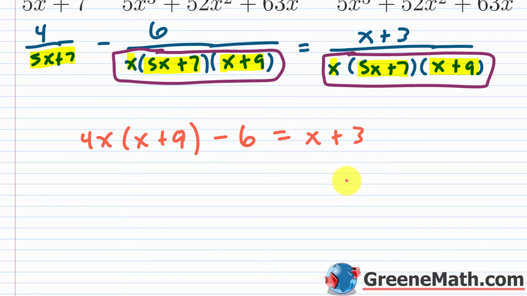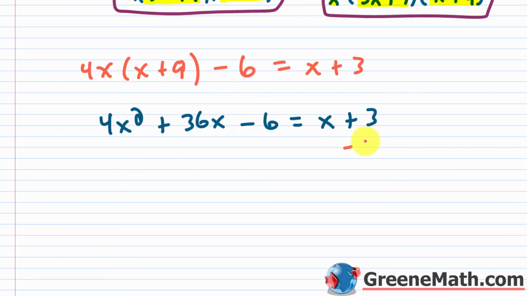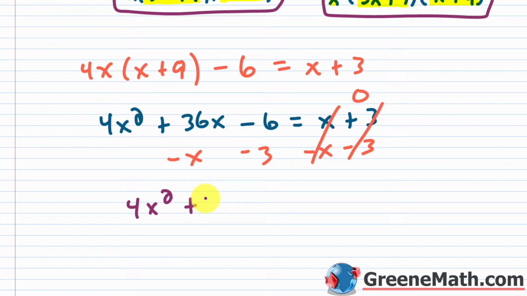Okay. So from here, it's not that bad. We're just going to end up with a quadratic that we have to solve. So this is going to be 4x times x, that's 4x squared. And then plus 4x times 9 is going to be 36x. And then -6 is equal to x plus 3. I want to subtract 3 away from each side and cancel this. I want to subtract x away from each side and cancel this. Let's put a 0 over here. Let's say this is 4x squared. And then 36x minus x is 35x, so plus 35x. And then -6 minus 3 is -9, and this equals 0.